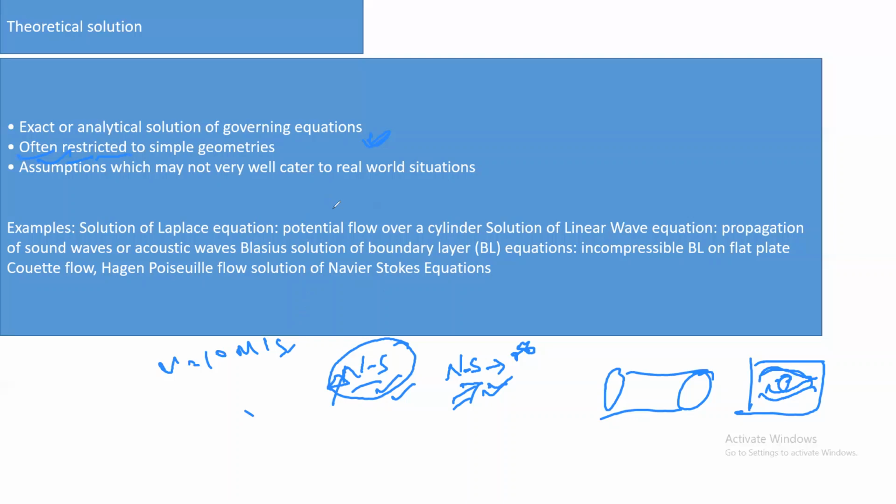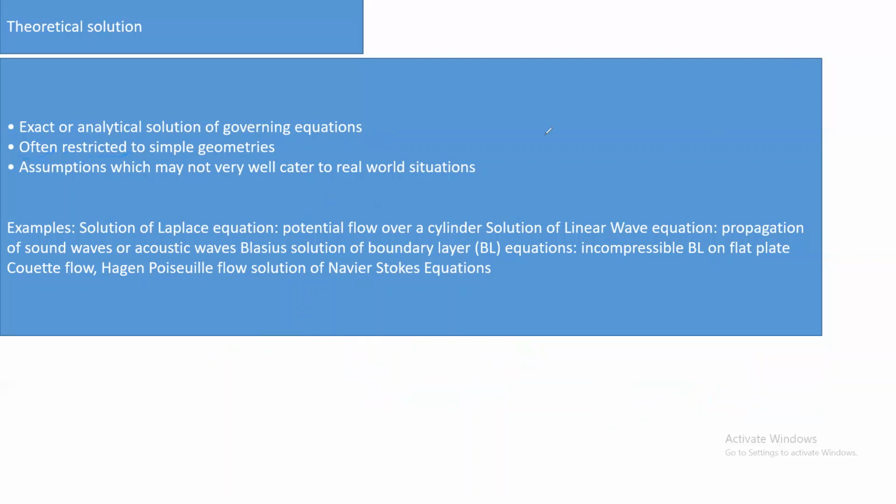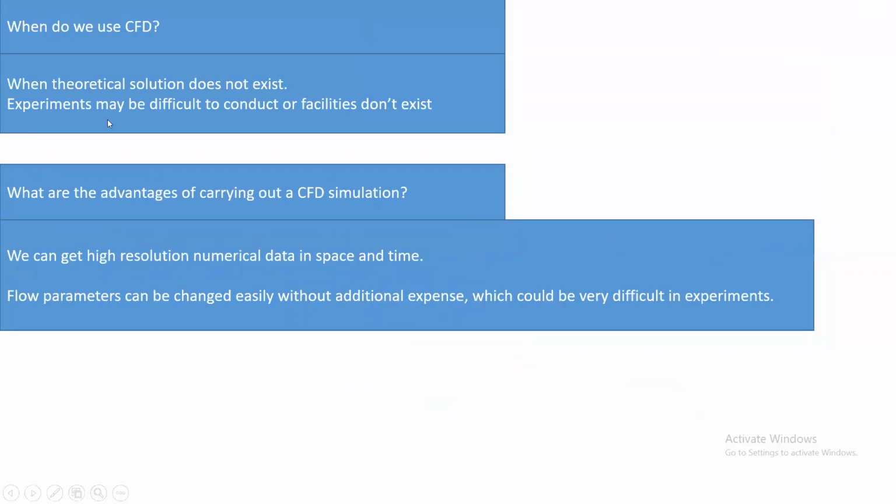Then next comes CFD. These drawbacks are taken care of by CFD. We will see how it takes care of them. So when do we use CFD? When the theoretical solution does not exist. As I already told, real world problems are highly nonlinear, so we cannot solve them theoretically. Then we will look for CFD. So CFD comes into the picture when no theoretical solution is available.